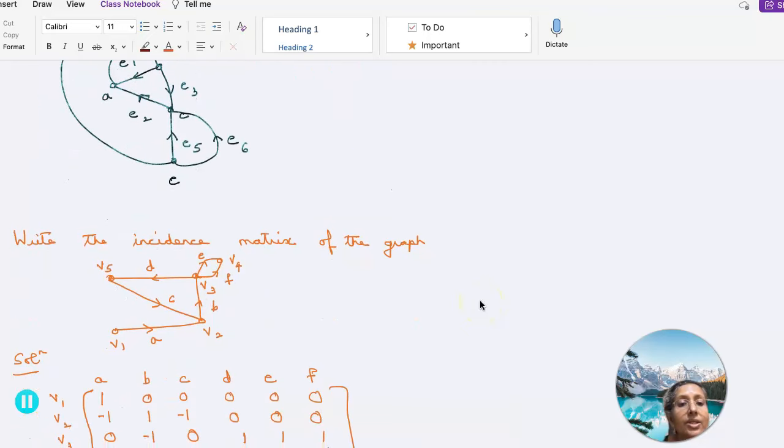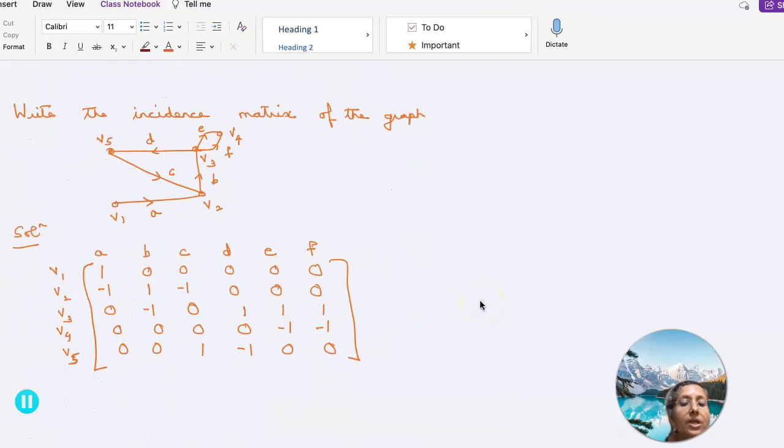Okay, write the incidence matrix of this graph. So now we are given the graph, we'll write the incidence matrix. So we will write 5 rows V1 to V5 and columns A, B, C, D, E, F. If you look at V1, only A goes out of V1. So we'll write 1 and everywhere else it is 0. If you look at V2, A and C are directed towards V2. So underneath A and C you put a -1 and B is directed away from V2. Underneath B you put a 1.